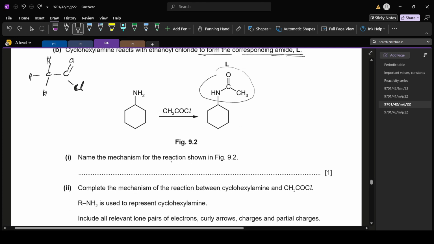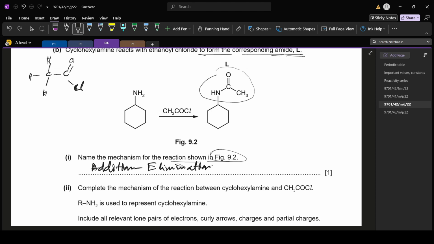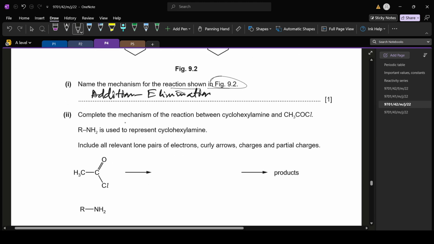Name the mechanism for the reaction shown in figure 9.1. This is an addition elimination reaction. You have to remember this addition elimination reaction, and why, we will show in the next part. And why is this an addition elimination reaction? This is shown by the mechanism.